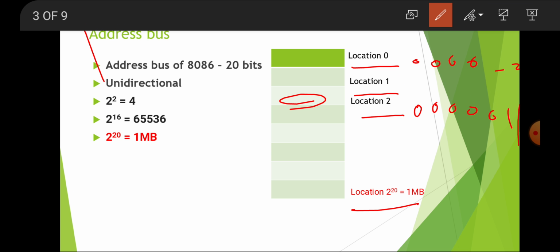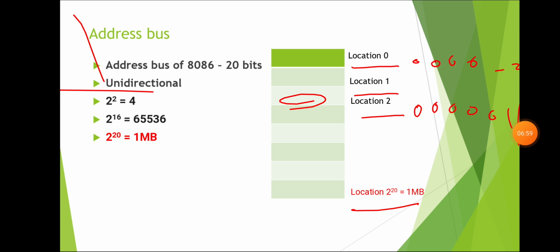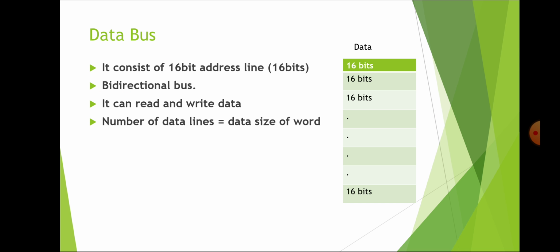Now the address bus is unidirectional, which means it only sends data from the microprocessor to the input and output devices or towards the memory. I have shown an example here: 2 raised to 2 is equal to 4, 2 raised to 16 is equal to 65,536, and 2 raised to 20 is equal to 1 MB.